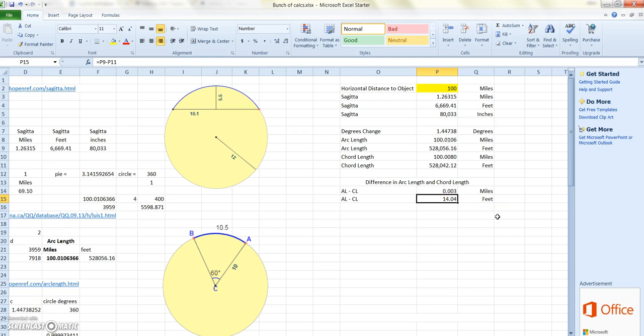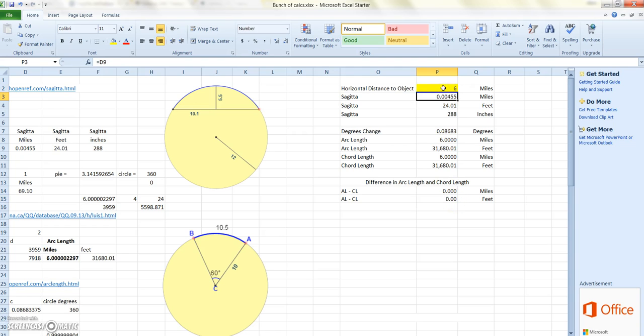So what that tells me is that when you're looking at something 100 miles away, the difference between the chord length and the arc length is 14 feet at 100 miles. So the people who say you need to use one or the other, or say you're using the wrong one, all I got to say is it doesn't matter. You can't tell a difference between 14 feet at 100 miles. Now, if you're looking at something closer, some people have been using other things closer, say 50 miles. Well, now it's one foot difference. Almost 2 feet. 1.75 feet difference.